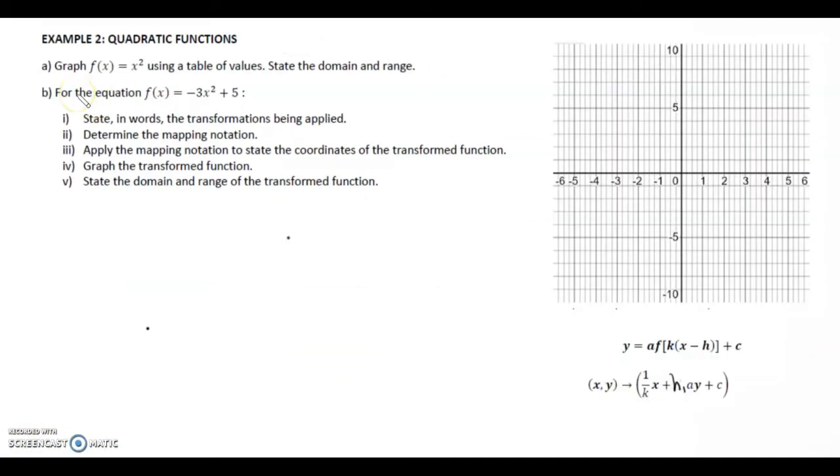Okay, example 2, quadratic functions. So first, A, graph f(x) = x squared using the table of values and then state the domain and range. So let's do a table of values, x and y, and we could do -2, -1, 0, 1, 2. So -2 squared is 4, -1 squared is 1, 0, 1 squared is 1, 2 squared is 4.